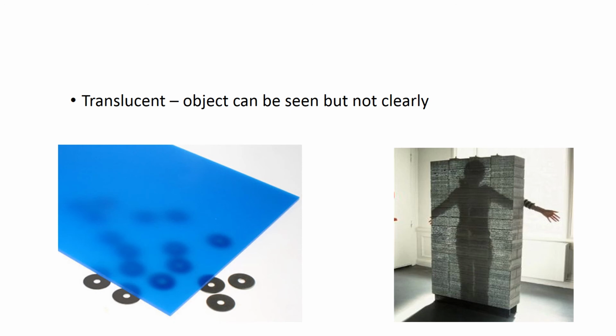We also have to think about the object itself. Some objects are translucent, where we can see through them, but not completely. And so that's what we see here in these two pictures. With the blue, we can kind of see that there are other objects beneath it, but we can't really see very clearly what they are or how many of them there are. And with the next picture, we can see the outline of the woman, but we don't know exactly what she looks like. So we can see the object, but it's not clear to us all the details about that object.